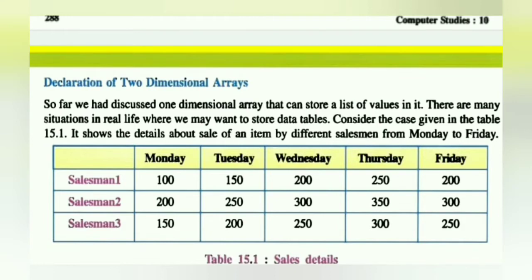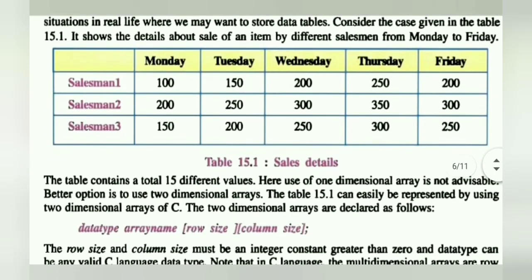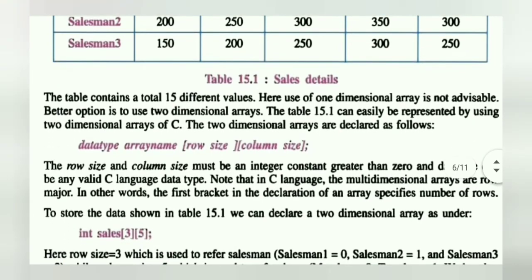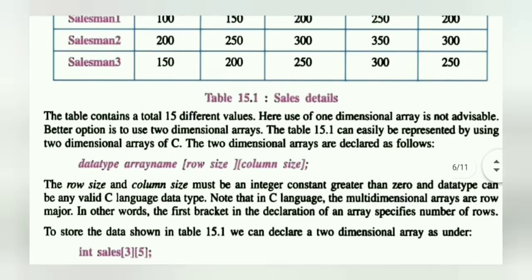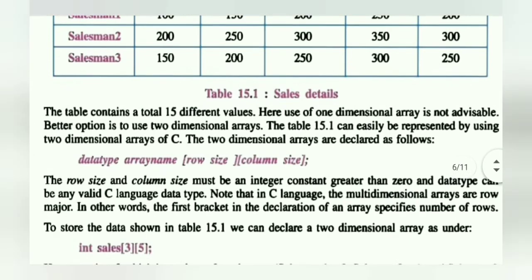Here you can see these 5 columns are there: Monday, Tuesday, Wednesday, Thursday and Friday. And rows are 3, that is salesman 1, salesman 2 and salesman 3. So based on that, we have to decide our value. Here you just see the data type, array name, row size and column size. Two square boxes are there in the 2-dimensional array. The first box is for the row size and the next is for the column size. And in our table, the values we have stored are numbers only, so the data type is integer.